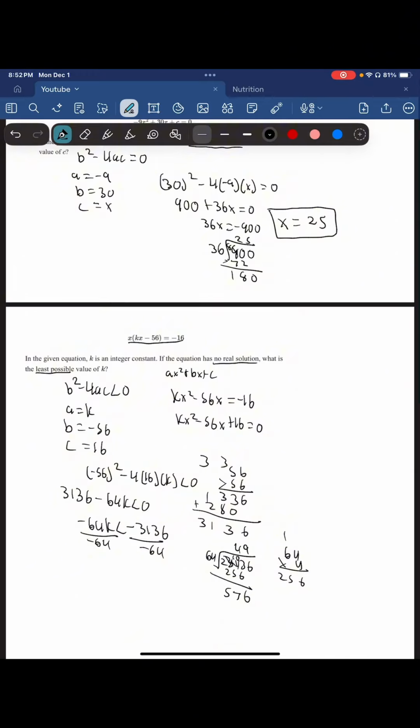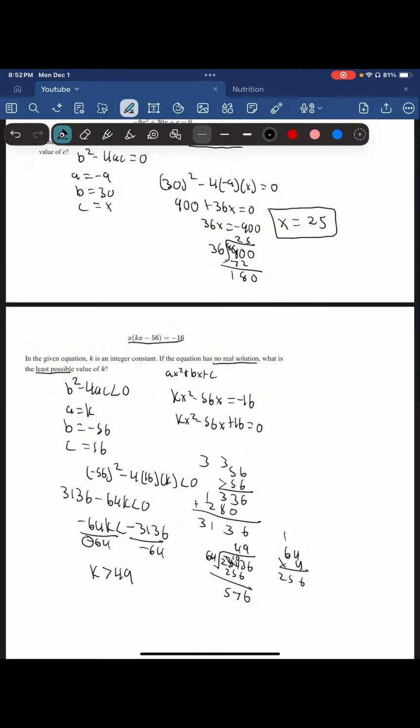So it's 49. However, another thing to note here, and what College Board wants you to do, is just do k is less than 49. However, that's wrong, because when you divide by a negative, you're supposed to switch the sign of the comparison. Instead of this, it's supposed to be k is greater than 49.